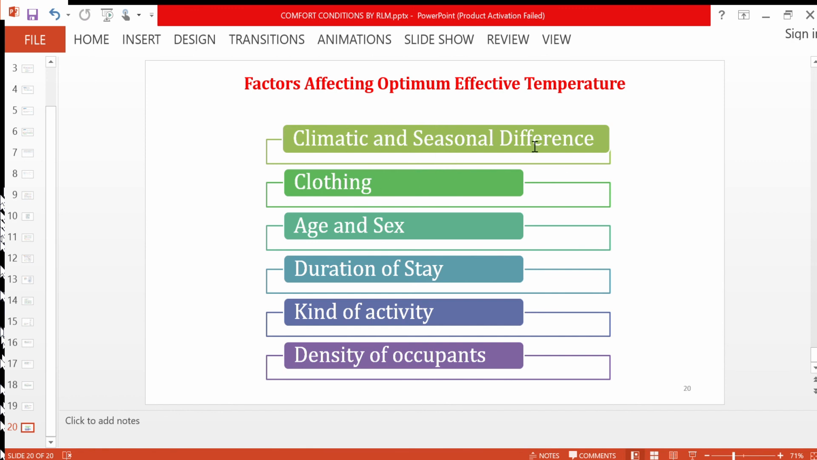These include climatic and seasonal differences, clothing conditions, age and gender, and duration of stay, how long you are staying inside the room, and the kind of activity, whether you are sitting or doing some physical activity, which also affects your metabolism and heat generation, ultimately leading to heat stored in the body. Also the density of occupants, whether one person is in the room or several persons. Thank you. So this is all about comfort conditions. Next we will be going to air conditioning systems.